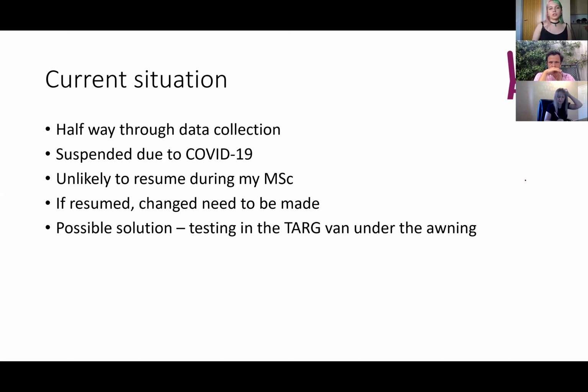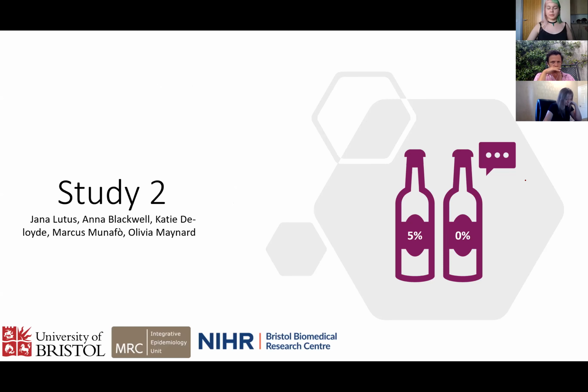So one potential solution is testing participants still in pairs, just so they can keep the distance, for example, 2 meter distance, but test them in a TARG van under the awning. And I would really appreciate some of your thoughts about this idea, or maybe you have some other ideas at the end. So that's about it for the first study.